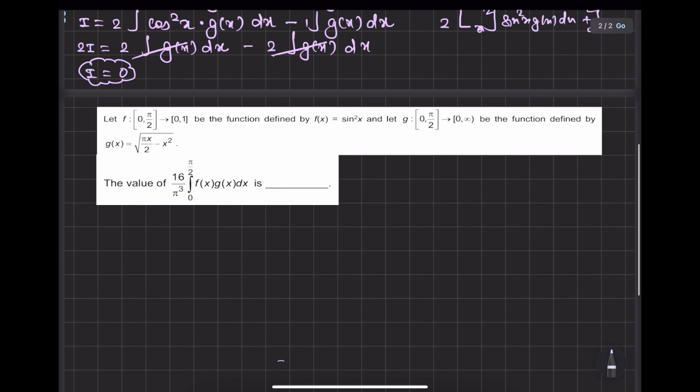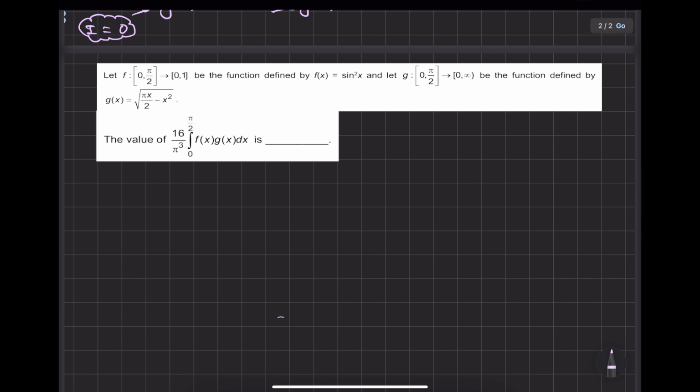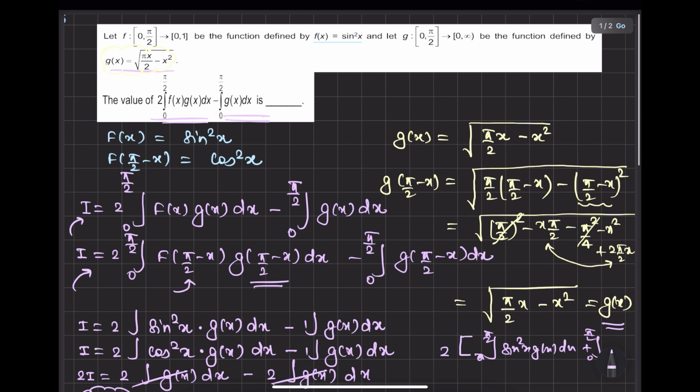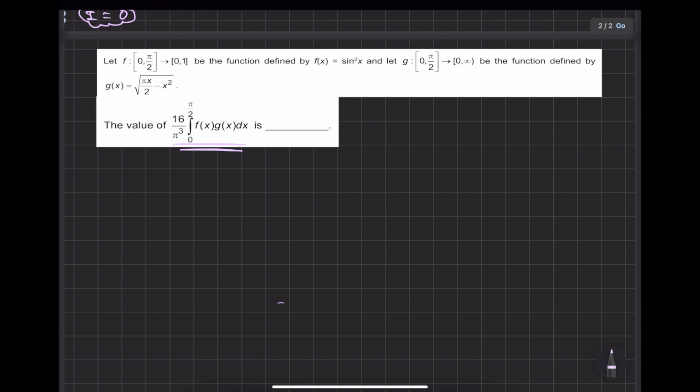Now again we have a second question. It is related to the same idea, the same paragraph. In this question we have to handle only the first part, meaning this thing minus this thing was 0, so I am handling only this part for question number 2. So suppose that we have I as 16 by pi cube, and the limit was from 0 to pi by 2 of f of x g of x dx.